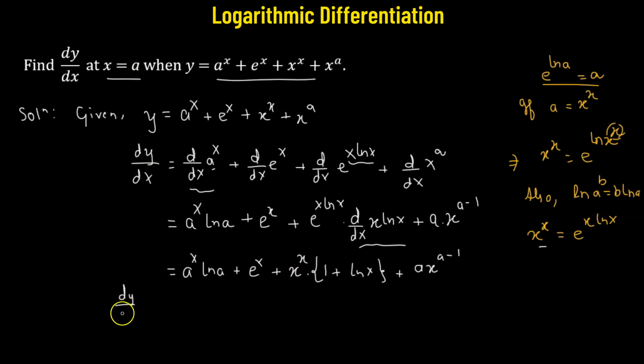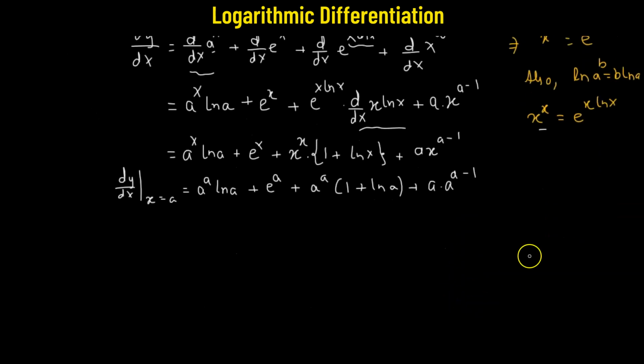So our derivative of y with respect to x at x equals a is given by a raised to the power of a times log of a plus e raised to the power of x, which becomes e raised to the power of a, plus a raised to the power of a multiplied by 1 plus log of a, plus a multiplied by a raised to the power of a minus 1. Right. So let's further simplify.